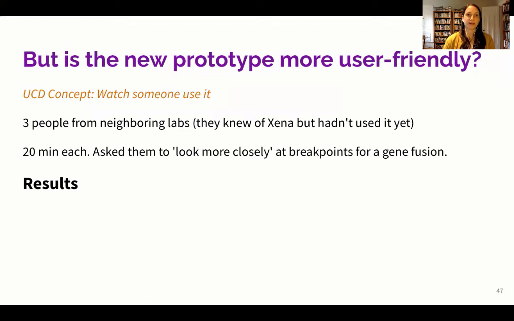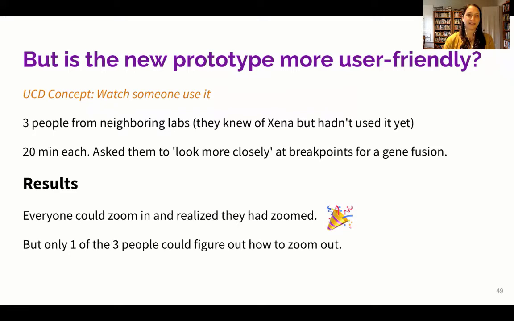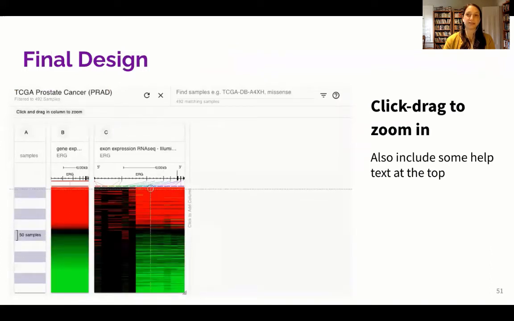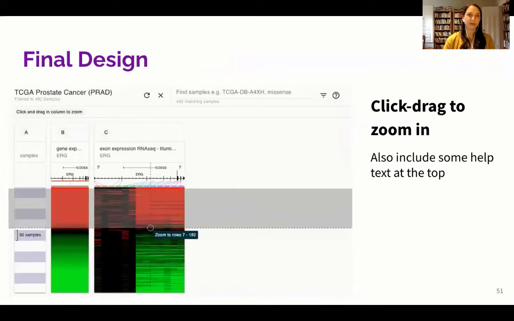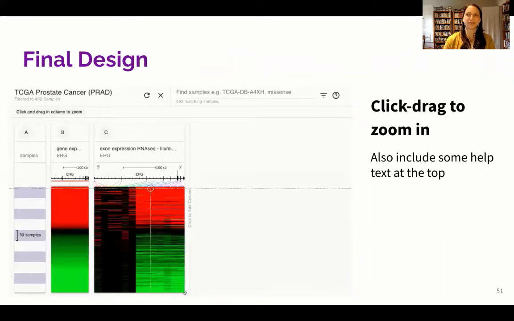The results were that everyone could zoom in and realize they had zoomed. So that was an improvement and a good thing. But only 1 of 3 people could figure out how to zoom out. So we decided to refine the zooming out. And the final design that we went with is that you click and drag to zoom in. We also added some help text at the top, encouraging people to click and drag to zoom in on a column.